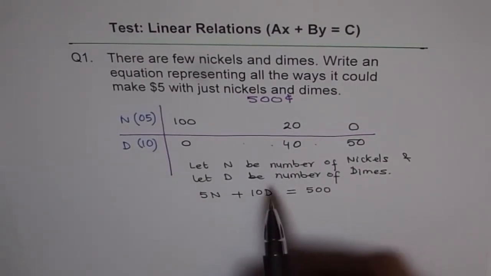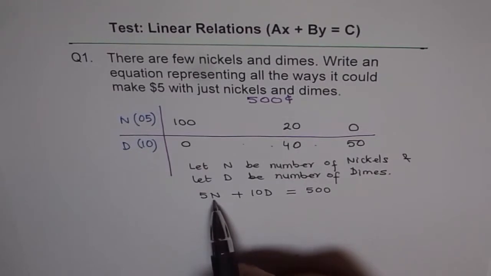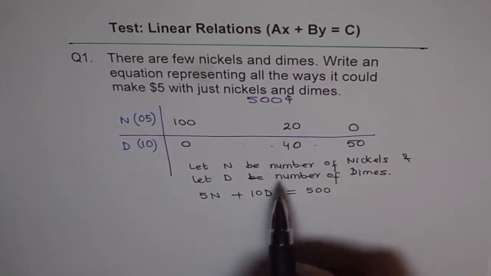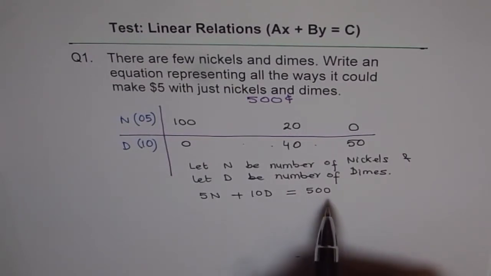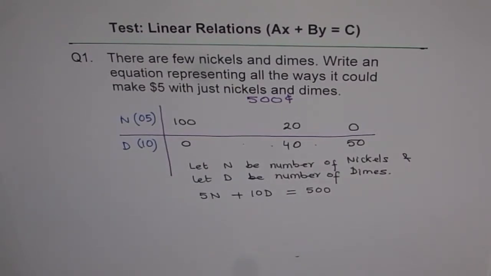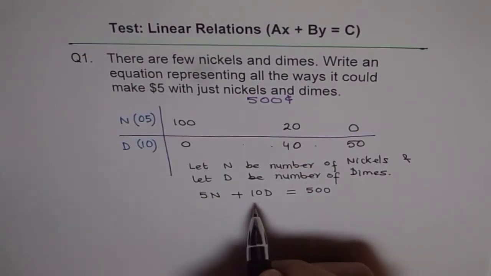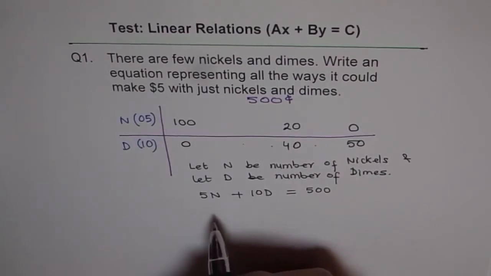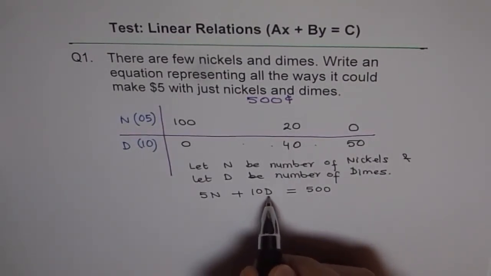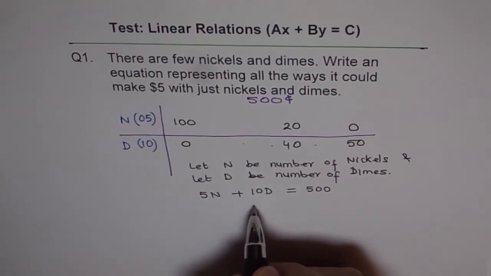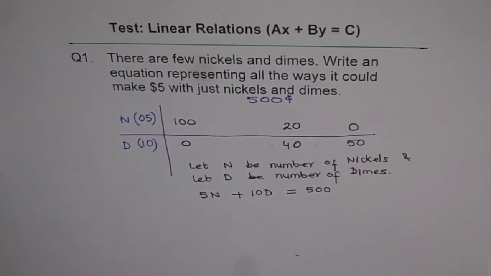Now if I put 20 here and try to find the value of d, I will get 40, correct? So that is how I can use my equation to find more values of the combination of nickels and dimes. You see that? So let me use this equation and work it out. So we'll do different examples. First, let me use d as 10. So if I write d as 10, then what do I get?